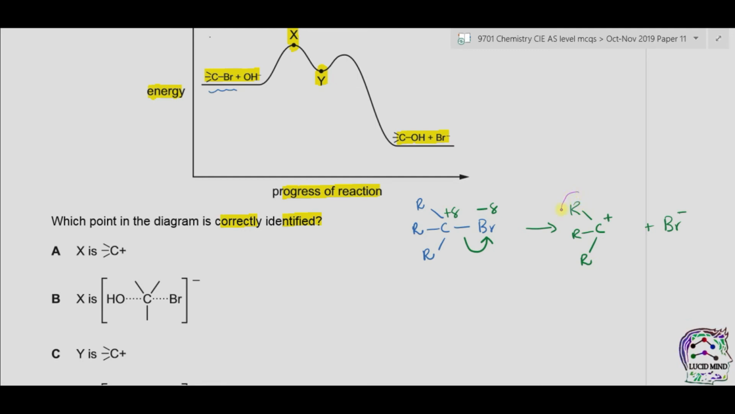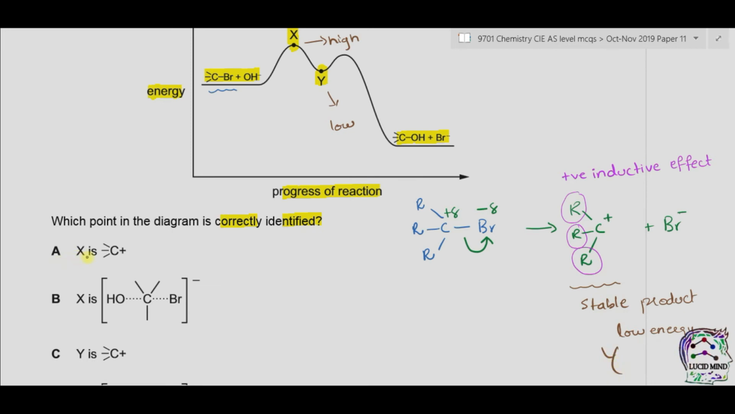Now this tertiary carbocation is stable because there are three alkyl groups directly attached, and because of the positive inductive effect it stabilizes the carbocation. Now this carbocation is a stable product. Now the stable product must have low energy. In the diagram we have X at high energy and Y at low energy. So therefore this product should be Y.